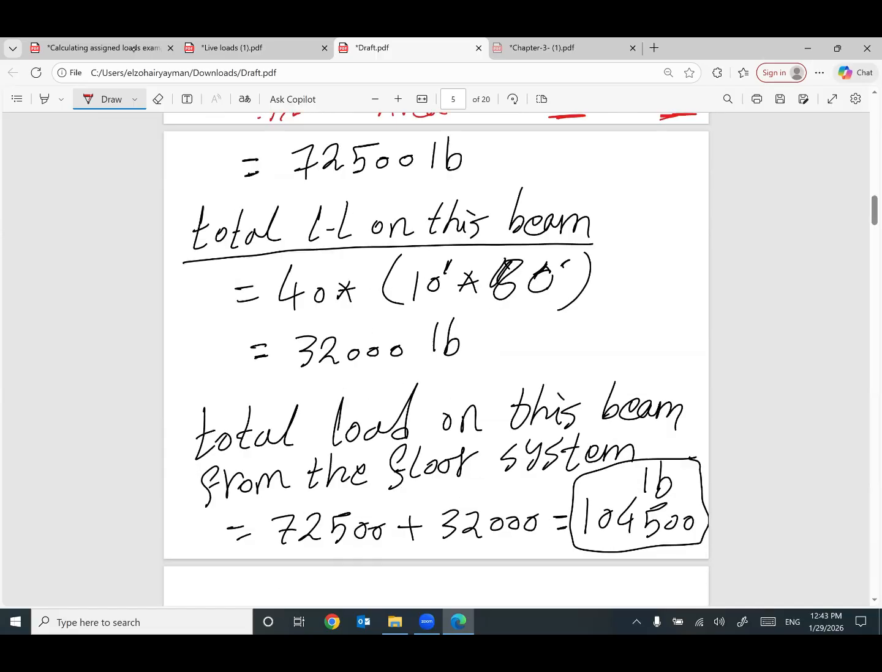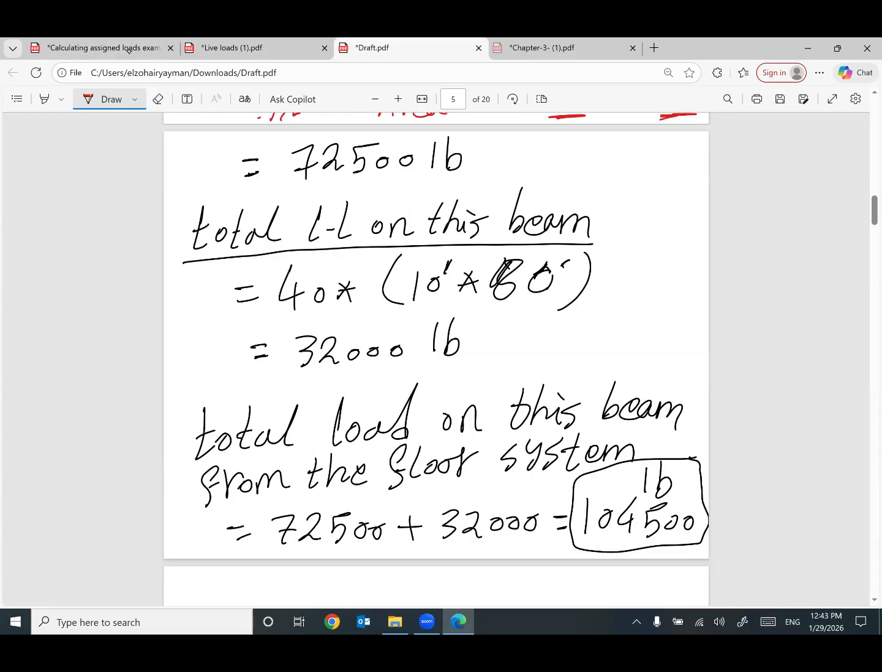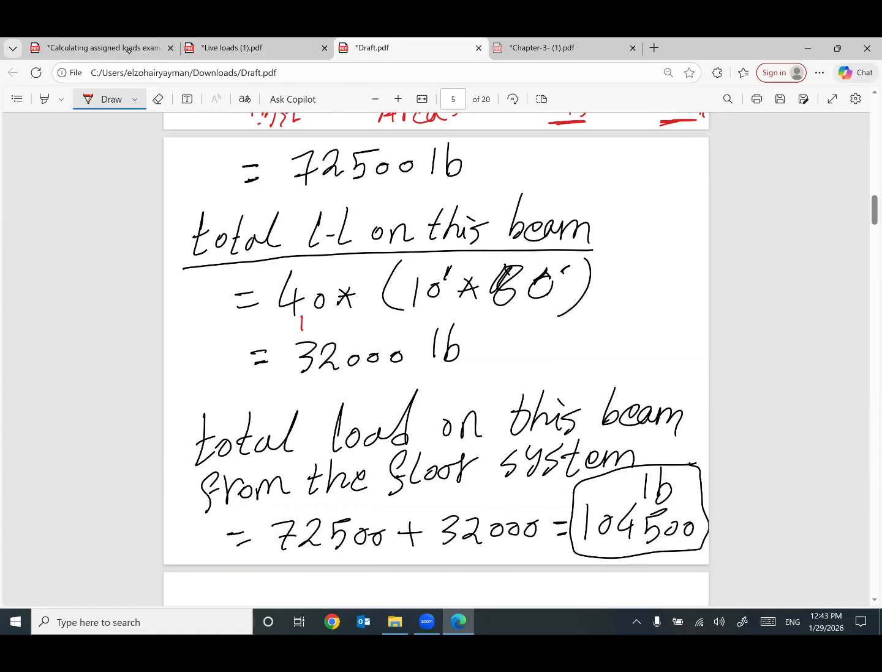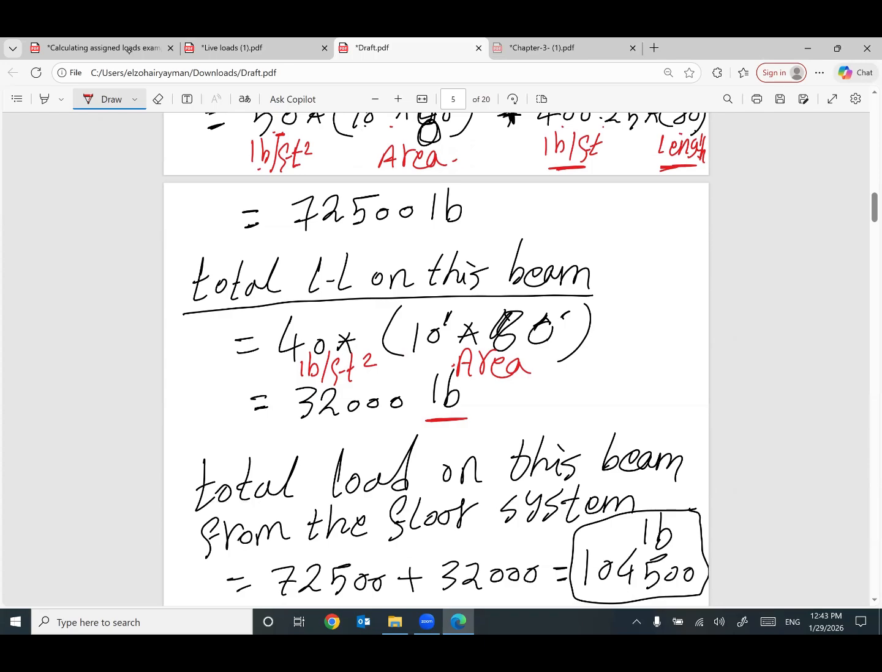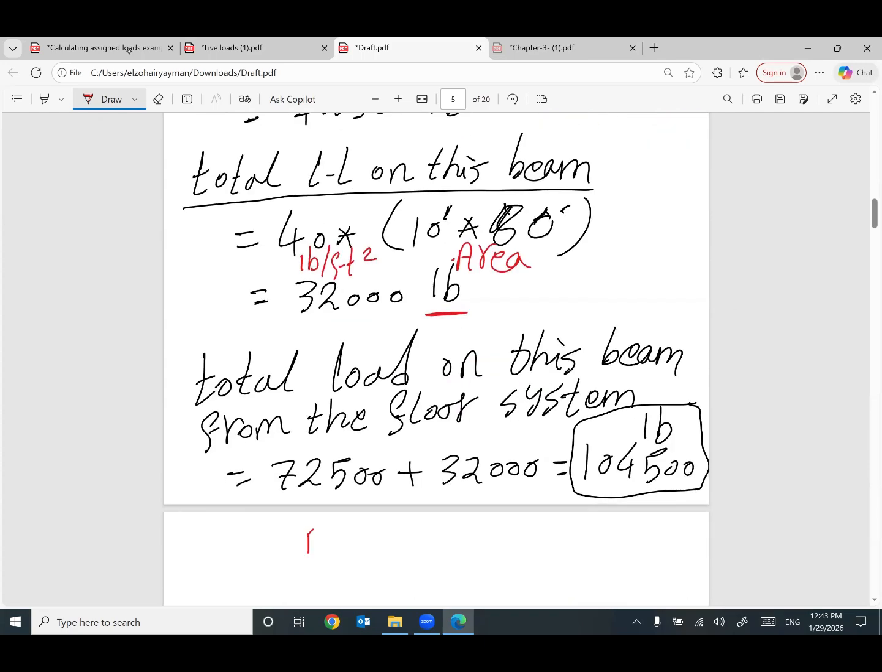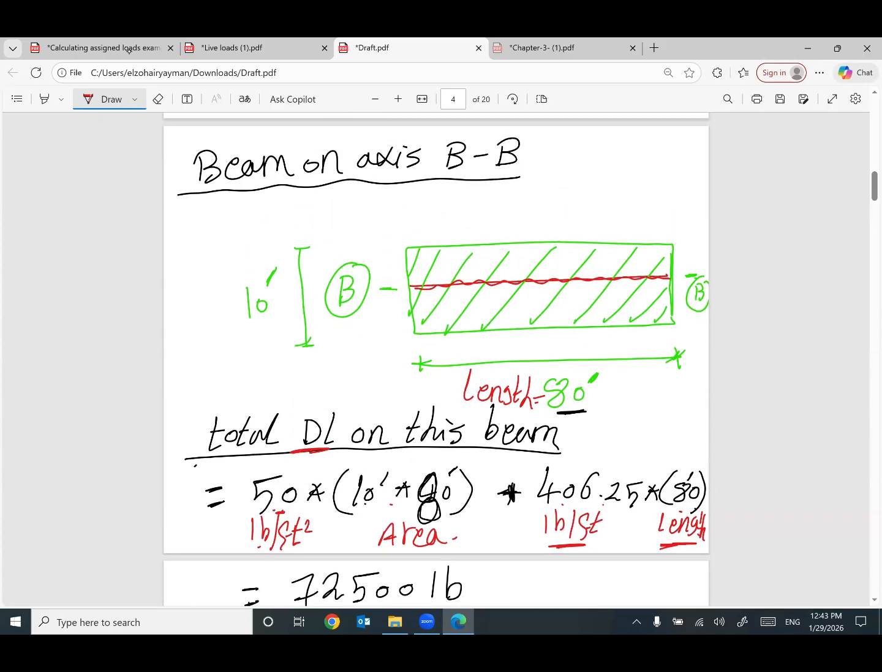For the live load, the value of the live load coming from the table is in pounds per square foot. It must be multiplied by the area assigned to this beam to convert it to pounds. Once you get the total dead load on the beam and the total live load on the beam, we can add them together, dead load plus live load, to get the final or total load. That makes sense? So your answer is divided into two parts.